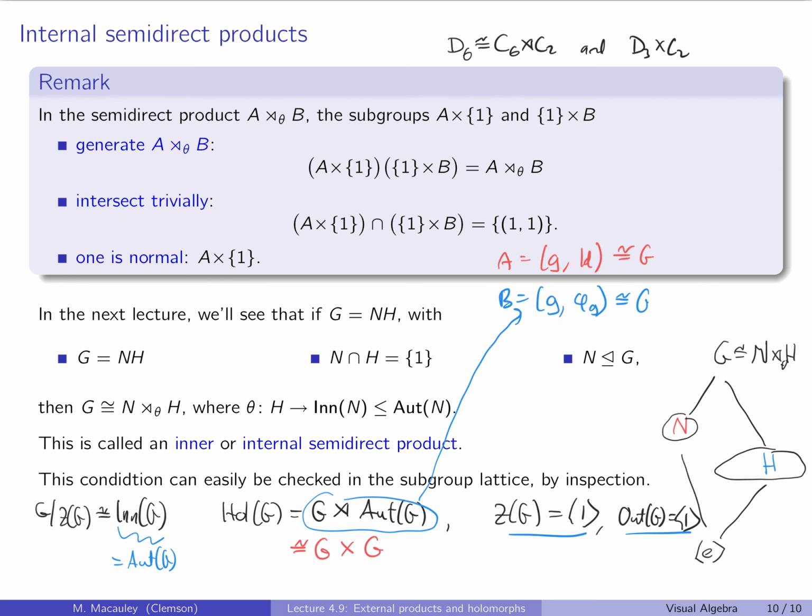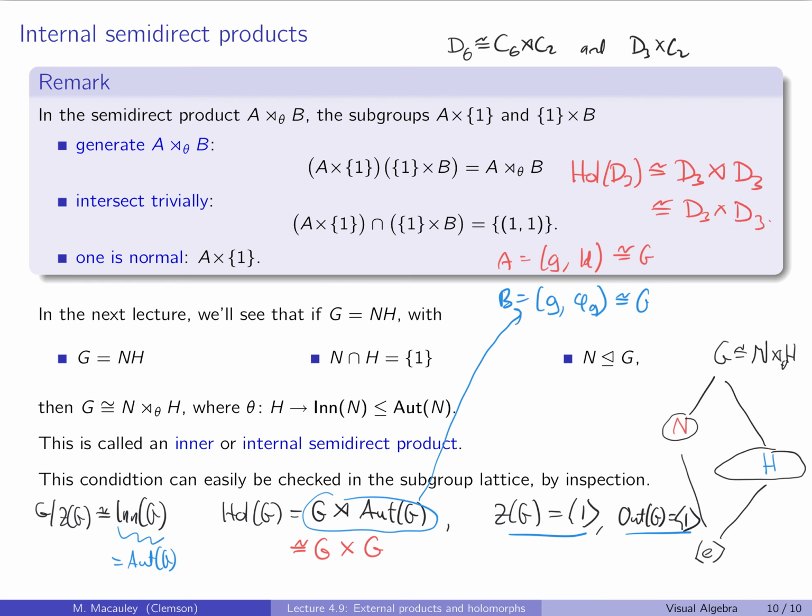And that's why in the previous slide we saw that the holomorph of D3, which is D3 semidirect product its automorphism group, which is D3, is also isomorphic to the direct product of D3 with D3.